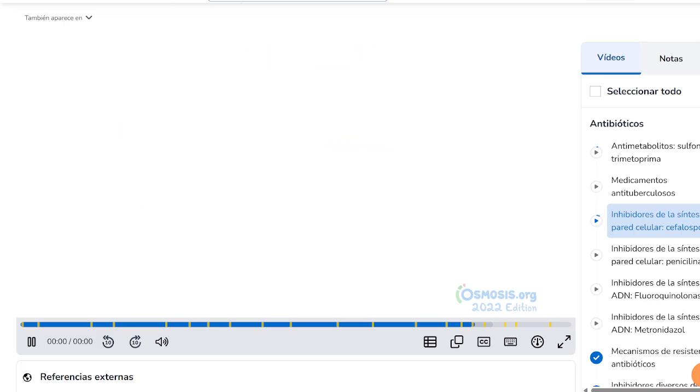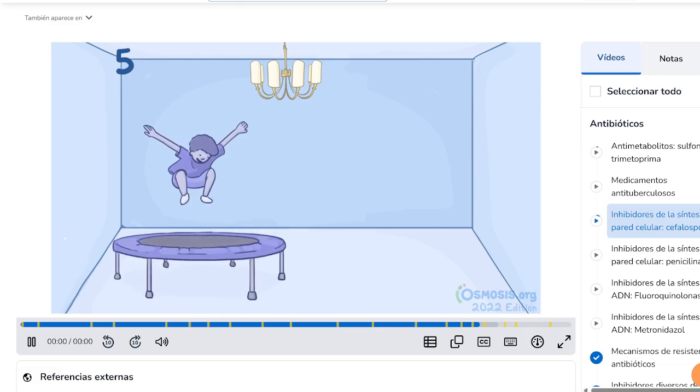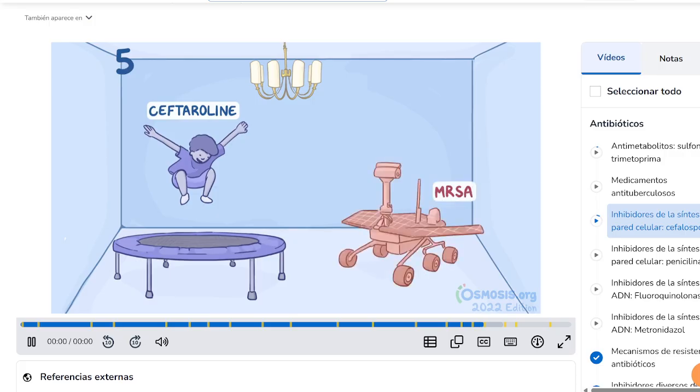For the mnemonic, let's move to the last and nicest room. 5th gen is so amazing. It gets the room all for itself. Let's have a kid jumping on a trampoline to represent ceftaroline. He's super rich, so he's bought the Mars rover, representing MRSA.